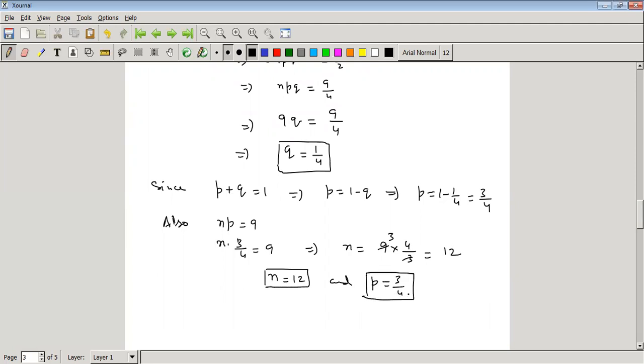Also, we know that Q is equal to 1 by 4. Therefore, the required binomial distribution is equal to P plus Q to the power N. That is, P is 3 by 4 plus Q is 1 by 4, to the power 12. So this is the required binomial distribution.